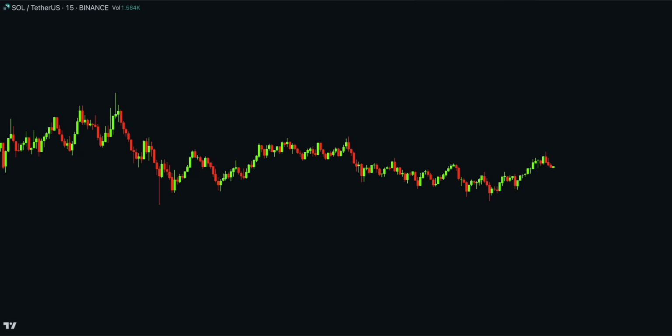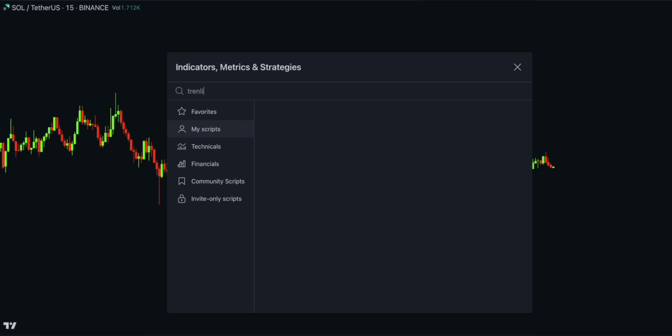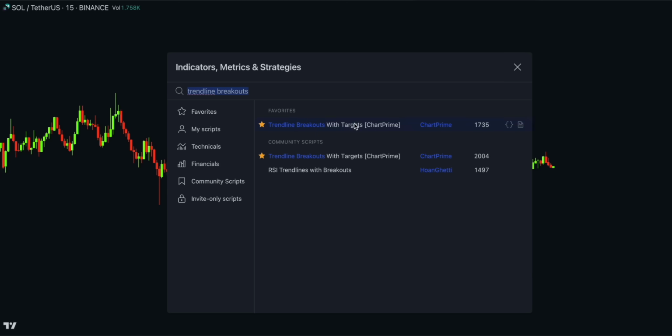To install this indicator on your chart, log in to your TradingView account and open any market. Currently, I am viewing the Solana price chart on the 15-minute time frame. Open the indicators and search for trendline breakouts with targets. Select this one by Chart Prime.